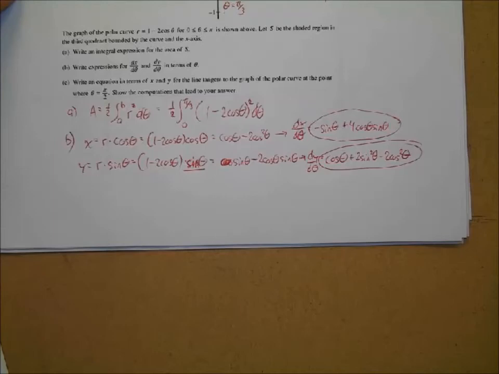Remember for C, though, you're finding the equation of a tangent line in terms of x and y. So it means you need to find an x coordinate and a y coordinate for your points. Oh, yeah. Camera question? Right back.